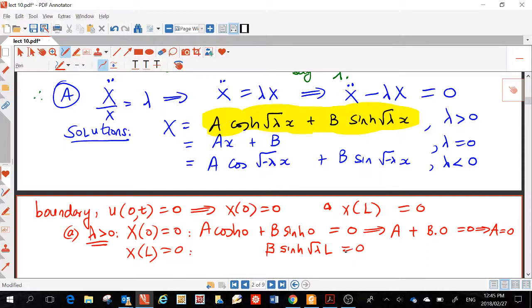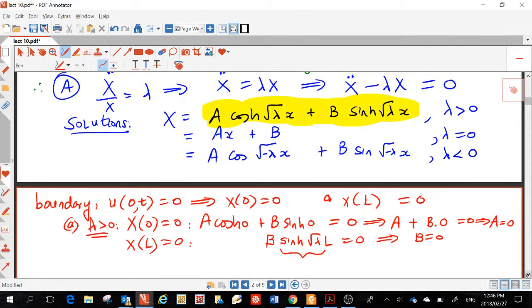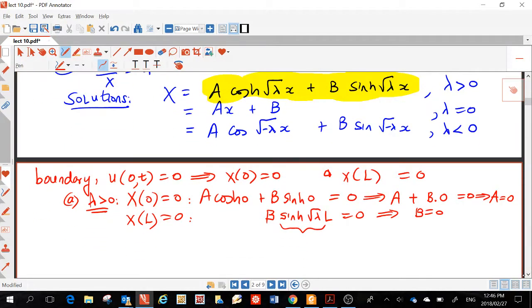What can you say now about B? Is B going to be 0? But can't sinh be 0? You can either have B being 0 or sinh being 0. Does hyperbolic sine ever become 0? Think about the definition of sinh, e to the x minus e to the minus x over 2. It can't. So it's not possible for sinh to become 0. So this implies that B is 0, and this whole case falls away.